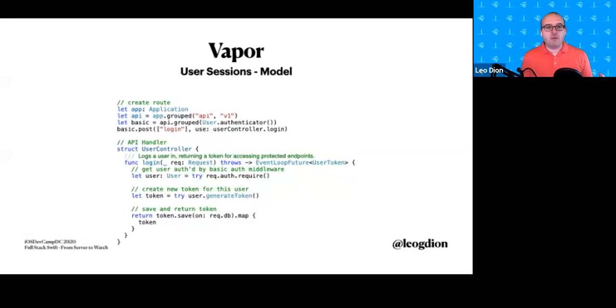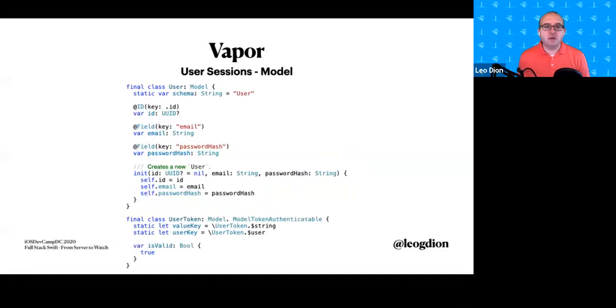The app is all backed by Postgres in this case, and all we have to do is set up a user model, and we set up the name of our table, in this case user. We have a primary key with the UUID type, and then we have the email address under email and the password hash. And that's all handled for us because all we have to do is set up a user token with the model itself. And there we set up the model token authenticatable, give it the key path to the user token value and the user token user. And now we have authentication pretty much set up.